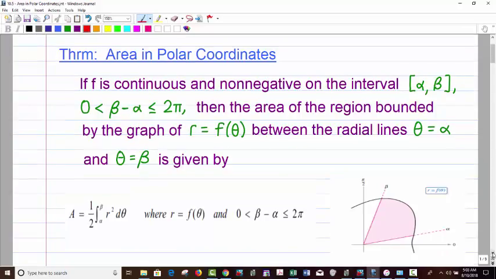Now they talk about whatever the case may be between sections. So theta equals alpha, theta equals beta. So the alpha to beta, or whatever the values you're measuring, in turn, is the radian measure for which you're trying to find the area. And r is a function of theta.